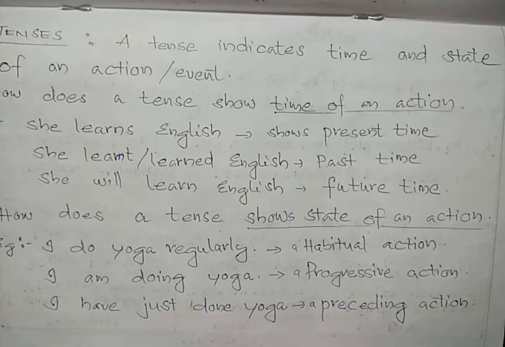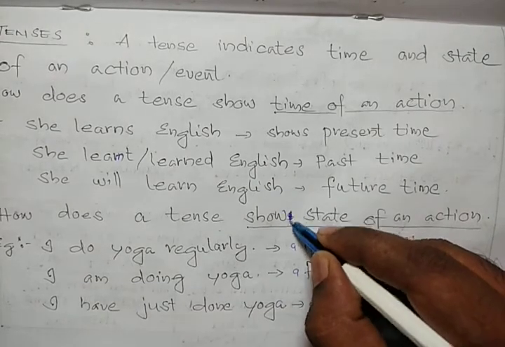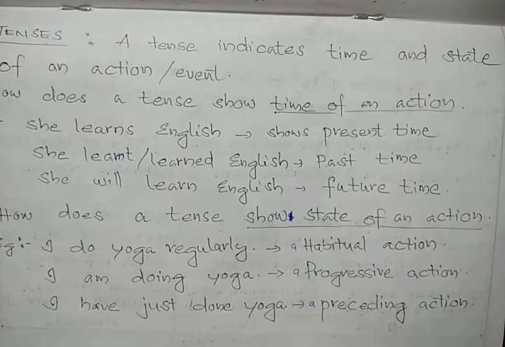How does a tense show state of an action? Example, I do yoga regularly. It shows a habitual action. I am doing yoga, a progressive action. I have just done yoga. It shows a preceding action.